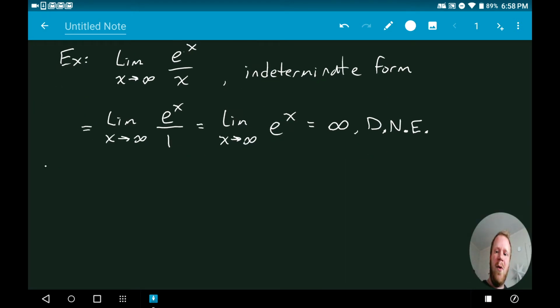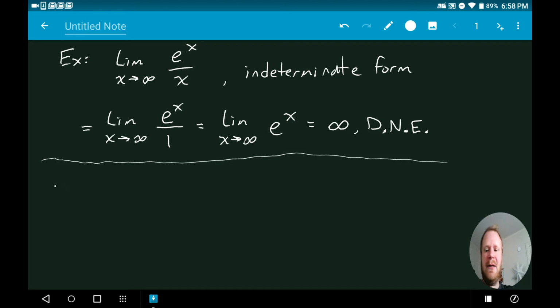I want to look at one more, and I bet you can intuit this one. The idea here is that you can apply L'Hopital's rule as many times as you want, and it's always going to hold true. As long as you always have an indeterminate form, you can continue to use L'Hopital's rule over and over and over again. So let's say that we've got the limit as x approaches infinity of e to the x divided by x to the 100th power.